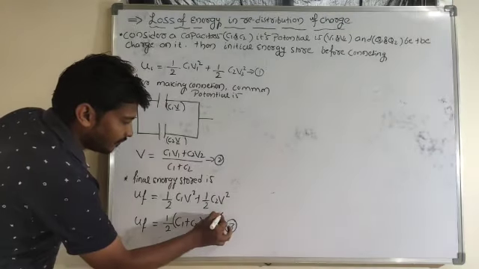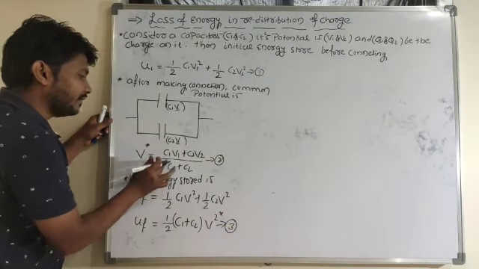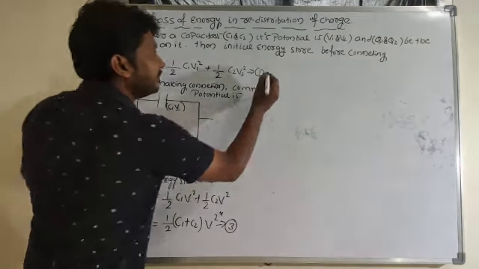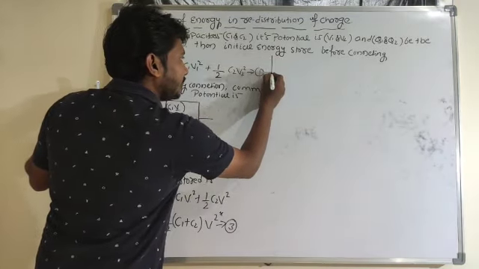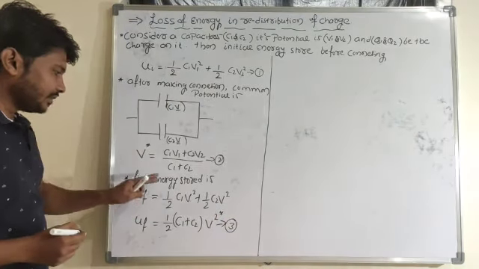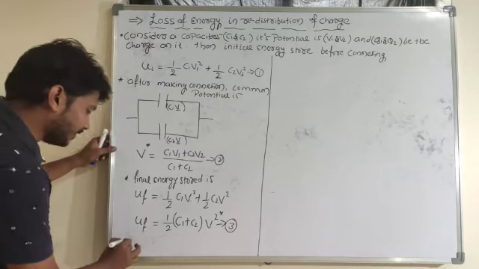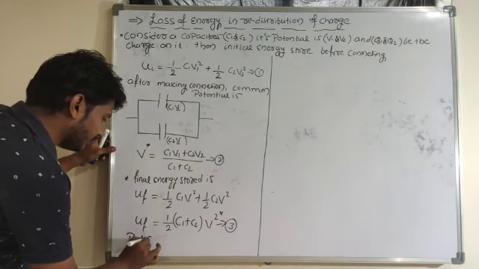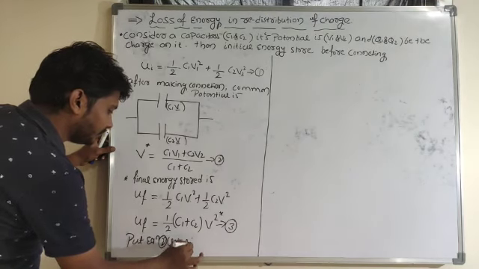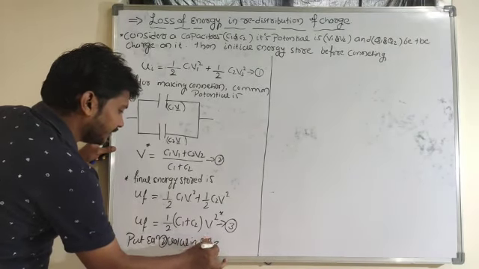Look here, wherever V is there, instead of V, shall I take (C1 V1 plus C2 V2) divided by (C1 plus C2) here? Is it right? So I will substitute the equation 2 value in equation 3. So let me write that: put equation 2 value in equation 3.